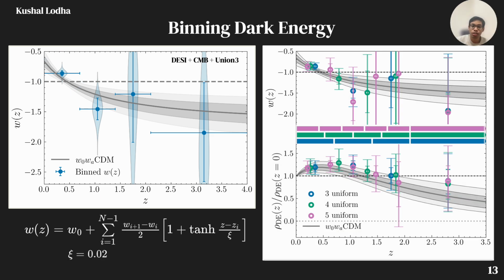We can repeat this exercise with different binning schemes. On the right, I'm showing you the results for 3, 4, and 5 uniform bins. We have also tested a wide range of alternative binning schemes, such as 1 bin per tracer and logarithmic binning. We have even tried giving similar freedom to the dark energy density directly. Even with all this additional freedom, we find that the qualitative behavior remains very similar.